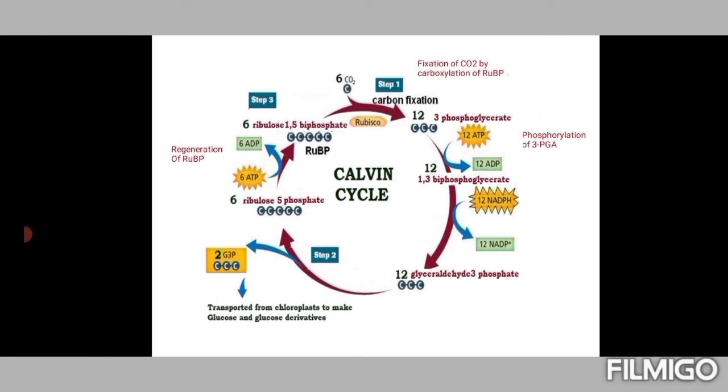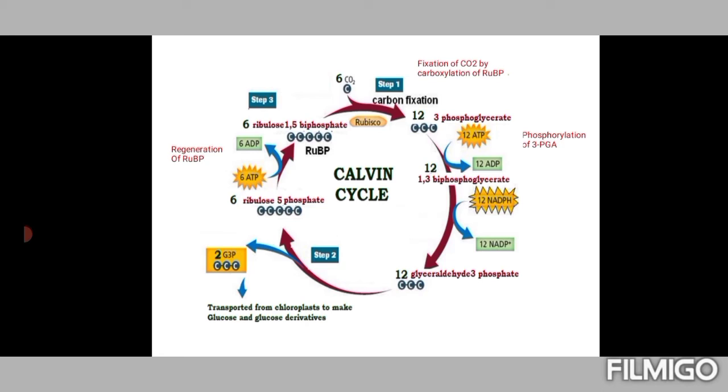First of all, it's carbon fixation, which means carbon dioxide is fixed. So 6 molecules of ribulose 1,5-biphosphate, a 5 carbon compound, so totally 6 × 5, 30 molecules of carbon, combine with 6 molecules of carbon dioxide, that is 6 molecules of carbon. So a total of 36 molecules of carbon give rise to 12 molecules of 3-phosphoglycerate, again 36 molecules of carbon.